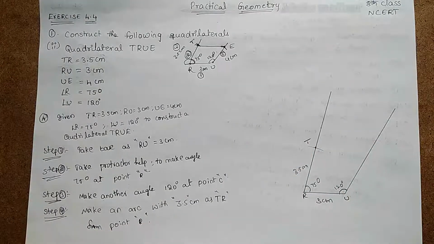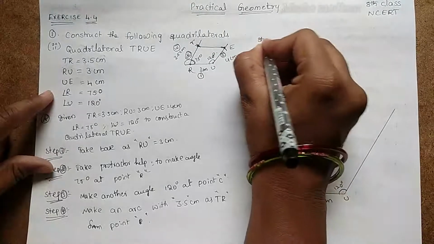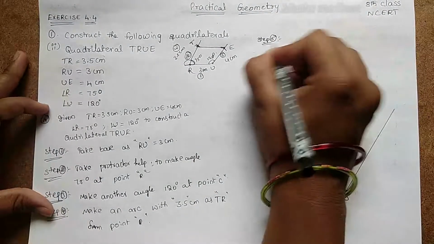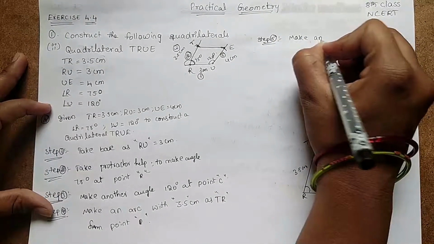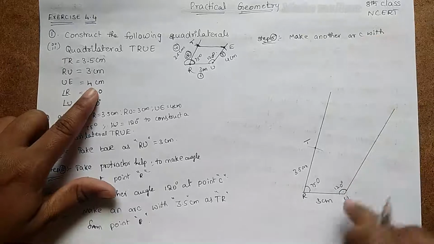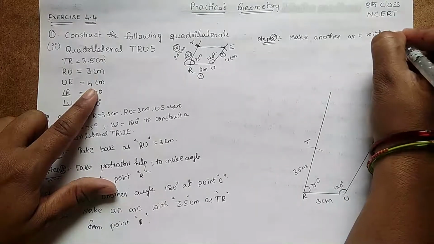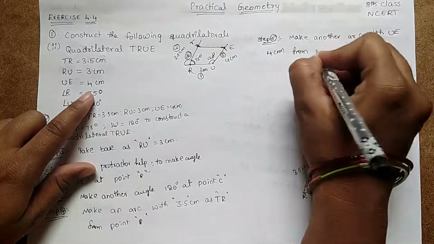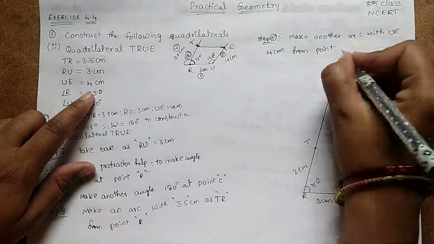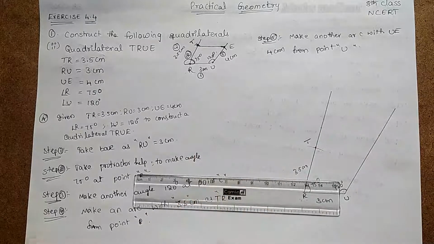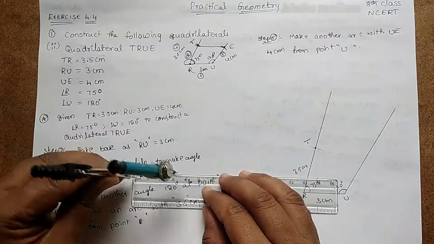Now similarly construct here. So that is step 5. Make another arc with UE from here to E here. So with UE 4 centimeters from point U. So now take the help of a compass and scale and make sure that it is 4 centimeters in length.